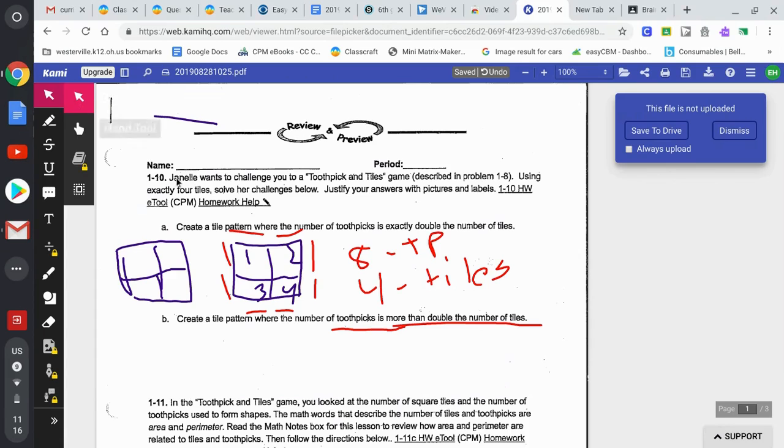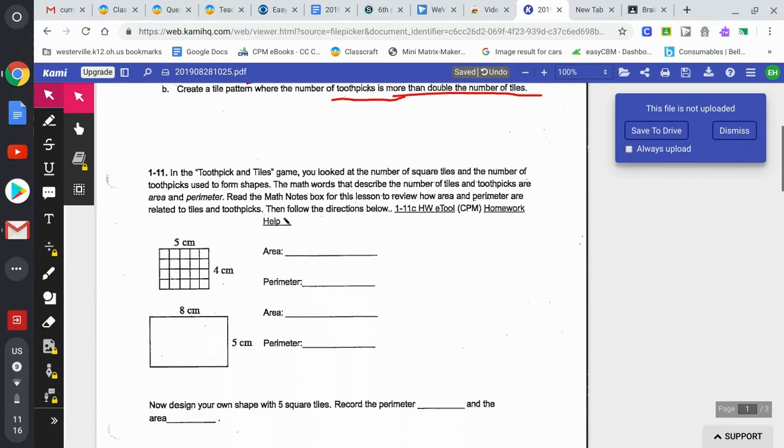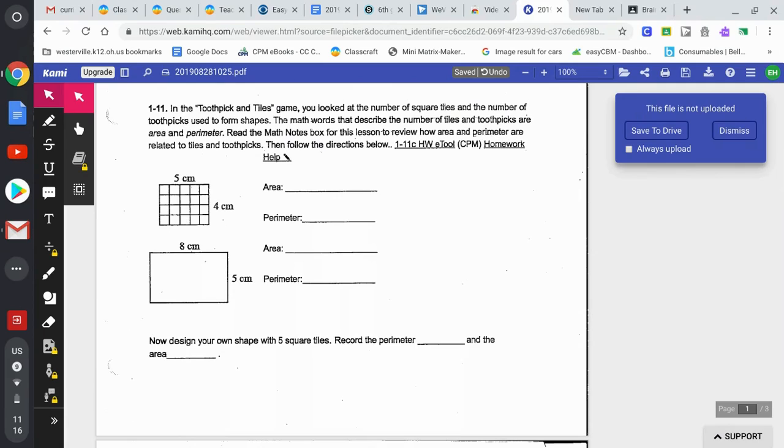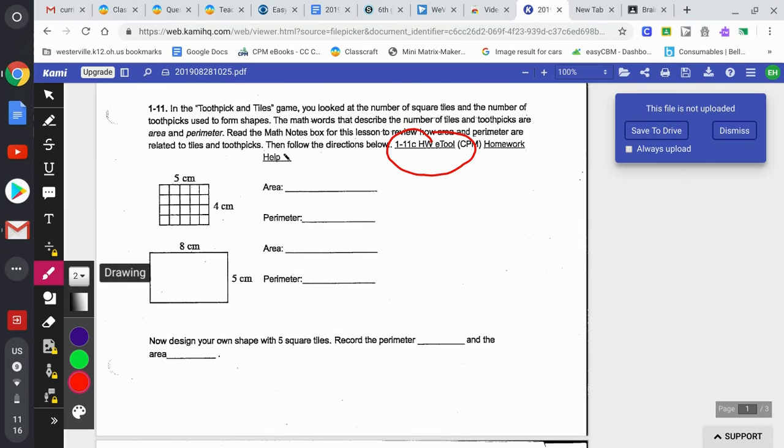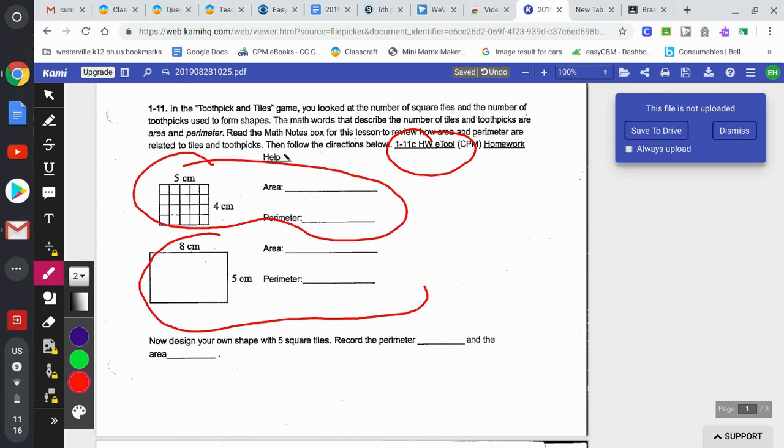1-11. So again, looking at the toothpick tiles, the math words that describe the number of tiles and toothpicks are area and perimeter. If you need to learn more about area and perimeter, you can read the math notes from your book, or you can go onto the homework help and read it as shown right here. So given these 2 pictures, this area and perimeter, we'll go with these 2 lines, and this shape will go with the bottom 2.